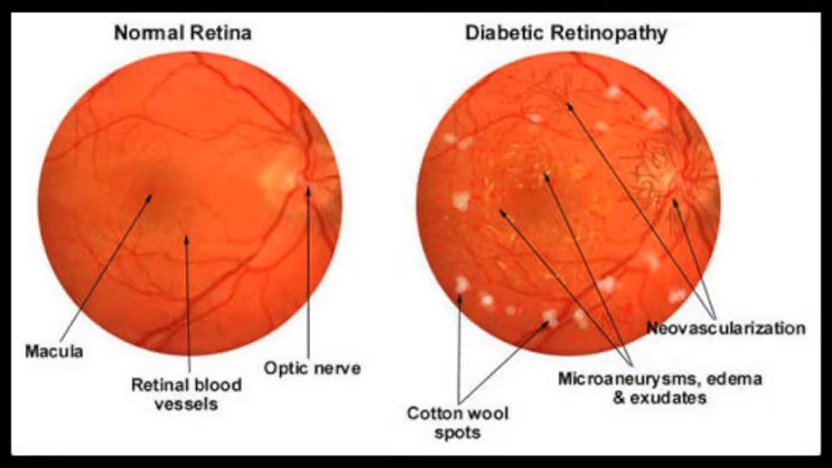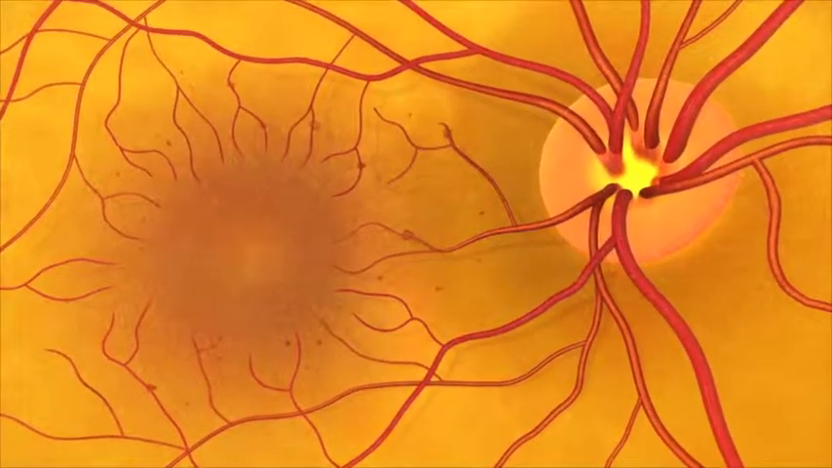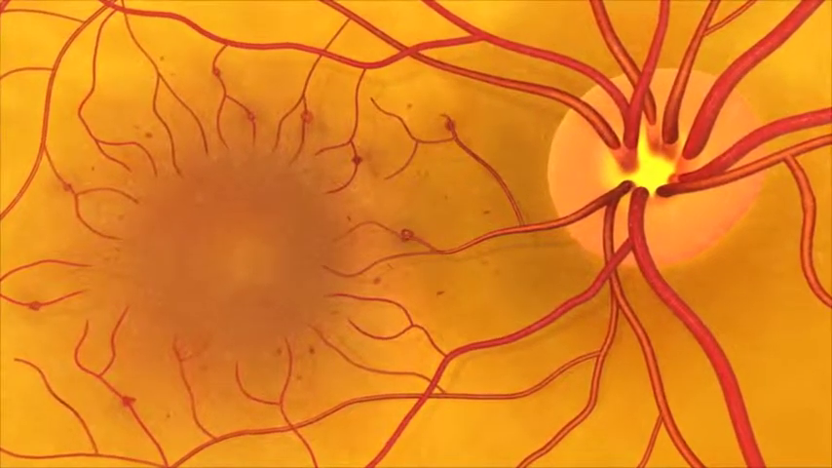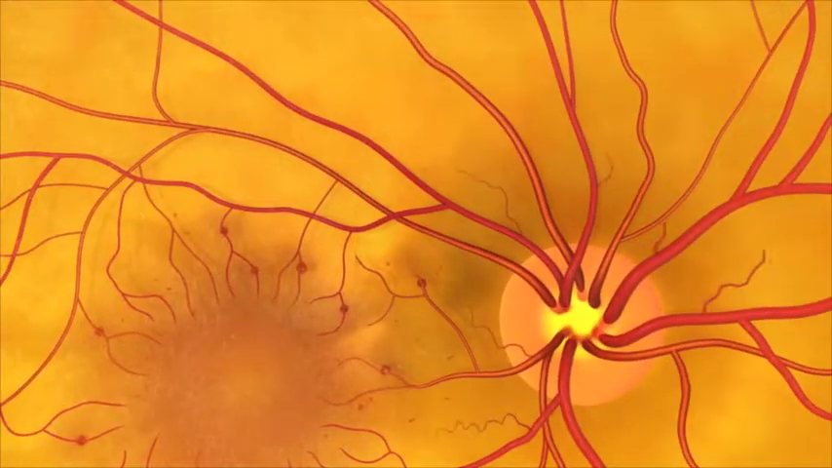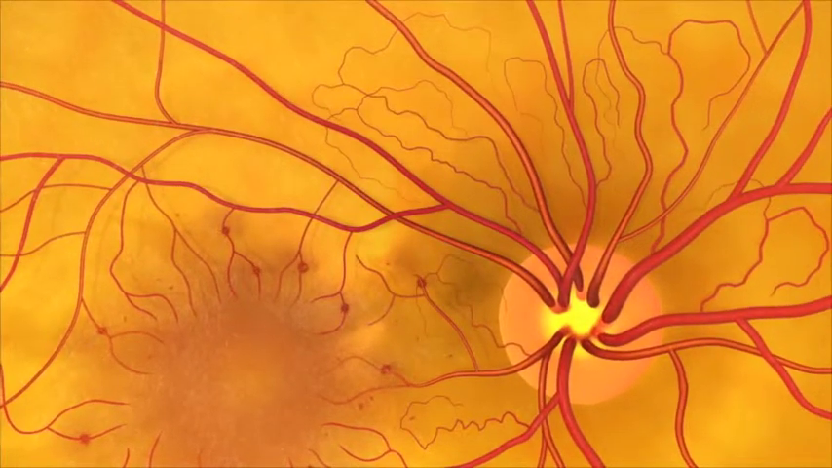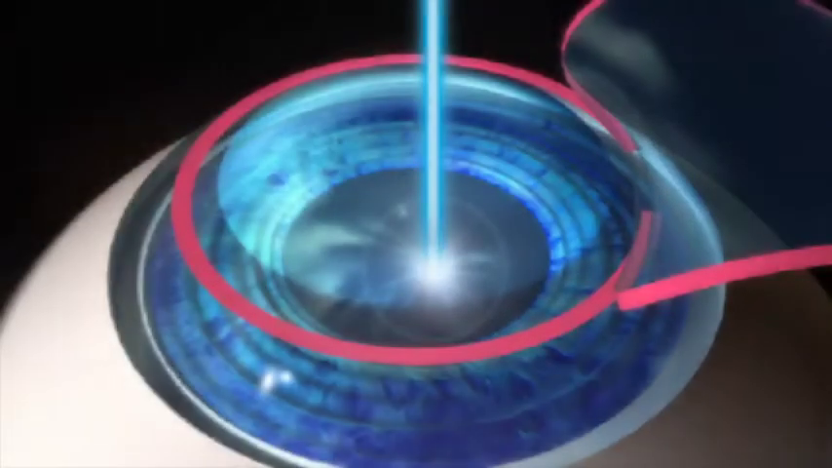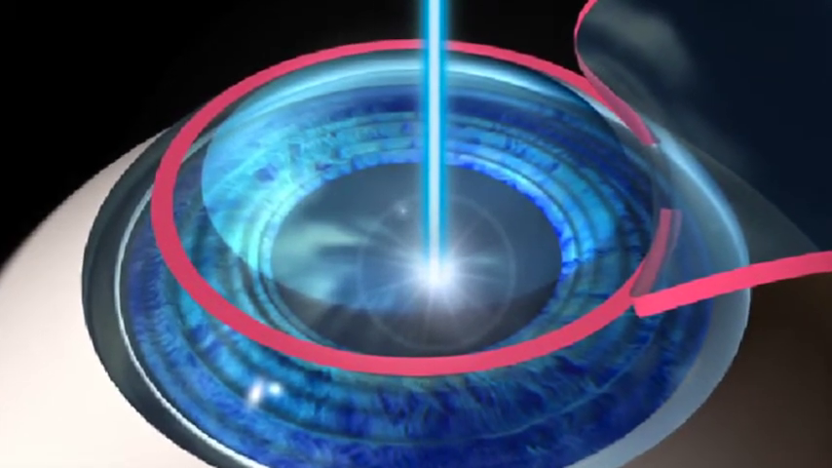Diabetic retinopathy is the most common diabetic eye disease, which is caused by the changes in blood vessels of the retina and accounts for 12% of all blindness. However, most of them would have been avoided if detected early and treated with laser.